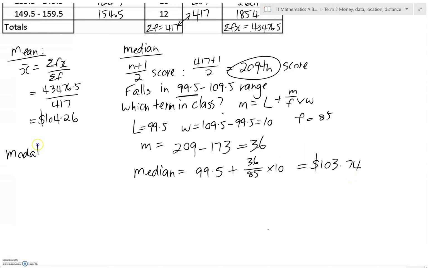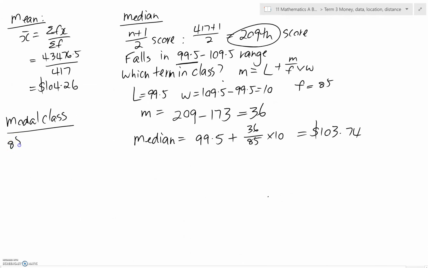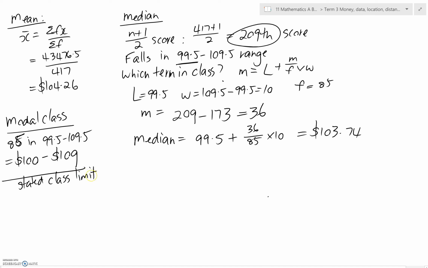Now, our modal class, we just, again, look for the most frequent one, and the one with the biggest frequency here is the one with 85 in it, and it's in the 99.5 to 109.5 range. So that means our modal class is going to be in the $100 to the $109 range. And notice these are the stated class limits, not the true class limits. You don't use the true class limits to state answers, you use the stated class limits.